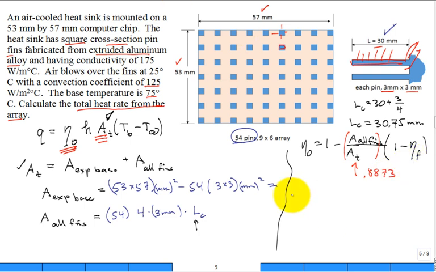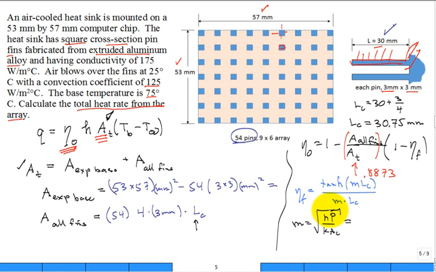This is really getting easy now, because the efficiency of one fin is using that corrected length: TANH, hyperbolic tangent of M times L sub C, divided by M times L sub C. M, is that meter or my fin parameter M? Fin parameter M. So I already got my corrected length. I just need to get my fin parameter M, which is the square root of HP divided by KA sub C.